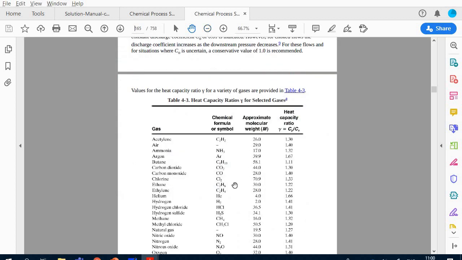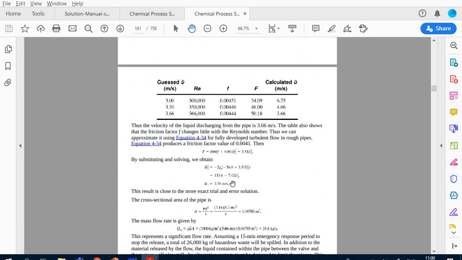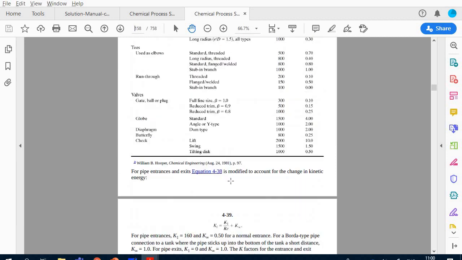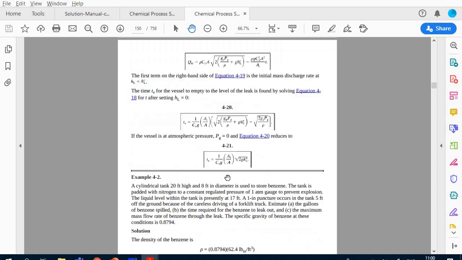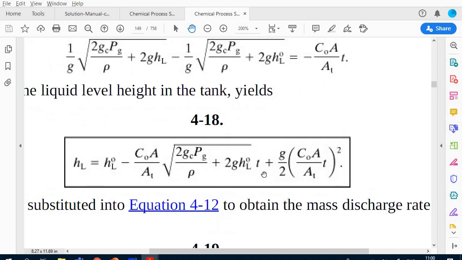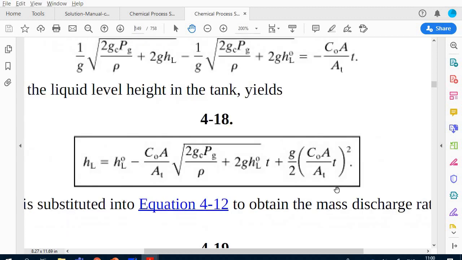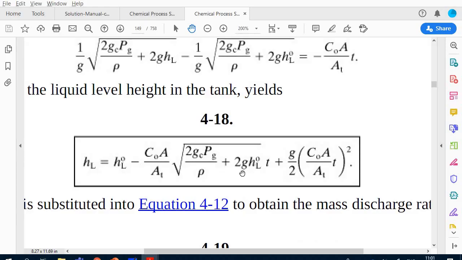So that was the place that we were in. That was for gases. So let's go for the one for the liquid. Okay, that's for the friction factor. I think we already arrived. Okay, great. So what do we have here? That is our equation. So that's G over 2, and this is multiplied by A over AT multiplied by T, and this is squared. So that is the equation that I have here.